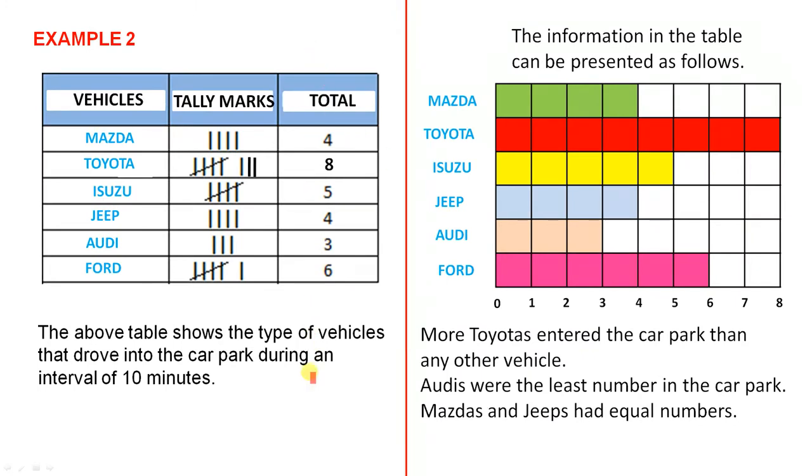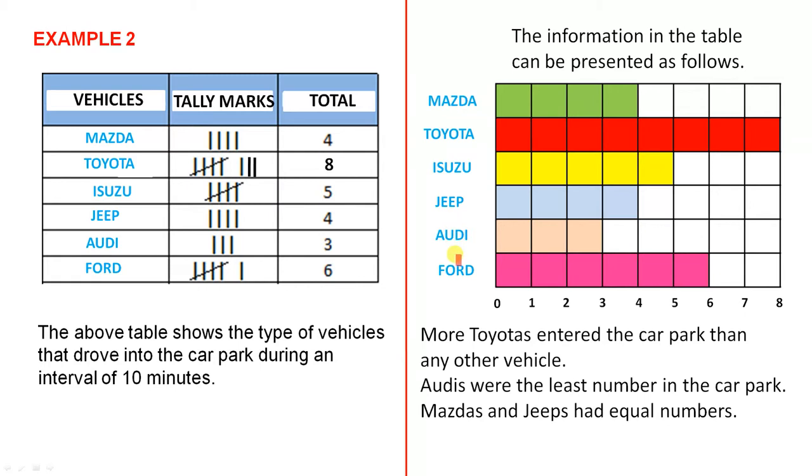Example 2. The above table shows the type of vehicles that drove into the car park during an interval of 10 minutes. So they're the 6 different types of vehicles. That's how we kept track of them, and there are the final numbers. The information in the table can be presented as follows.